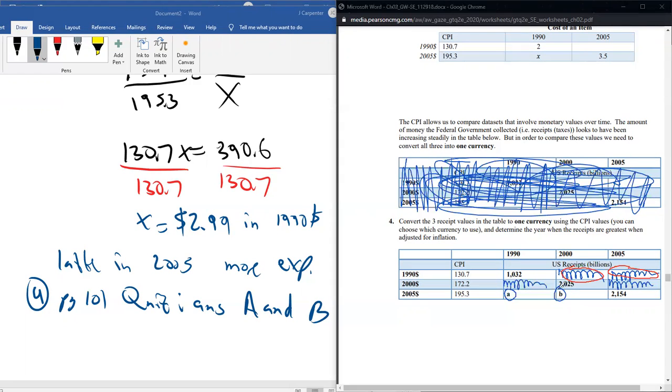I will even tell you the answer to this question, not the answers to A and B. When you find A and B, you should notice that the receipts from 2000 are the greatest when adjusted for inflation. So that's the middle column. So B should be the biggest number out of A, B in this 2154. I've spoiled that for you. So if the answer to B isn't bigger than A, guess what? You done it wrong. You done goofed.